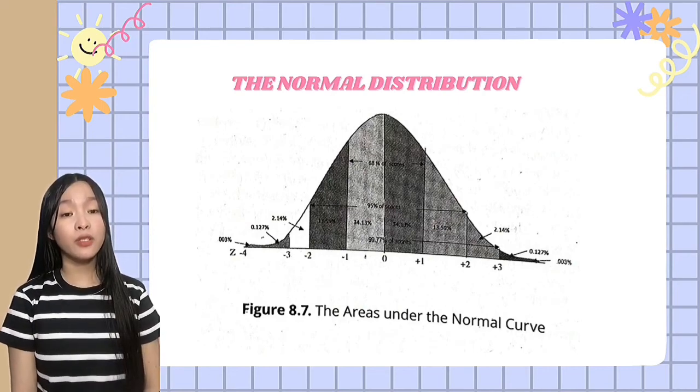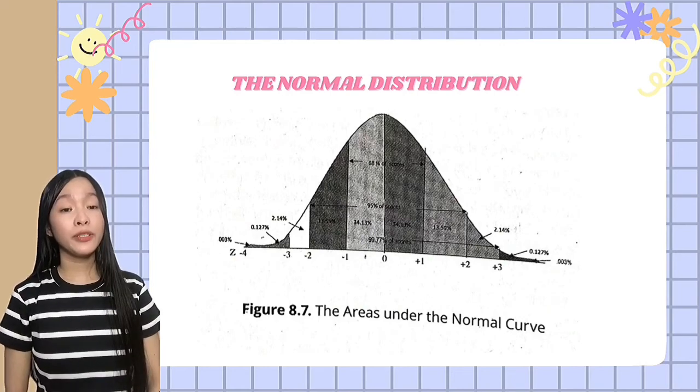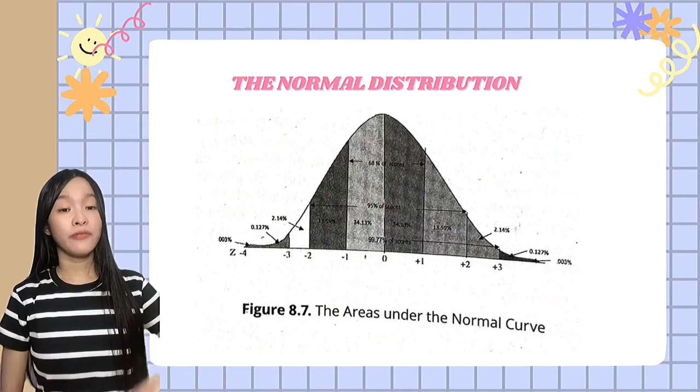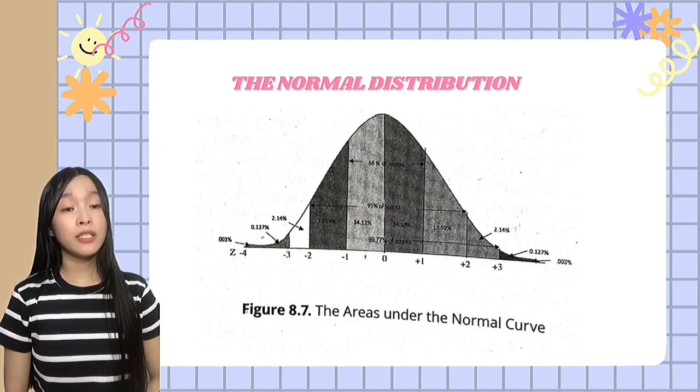99.77% of the scores fall between 3 standard deviations below and above the mean. So the following figure further illustrates the theoretical model. So this is the area under the normal curve. So from the example figures, we can state the properties of the normal distribution.